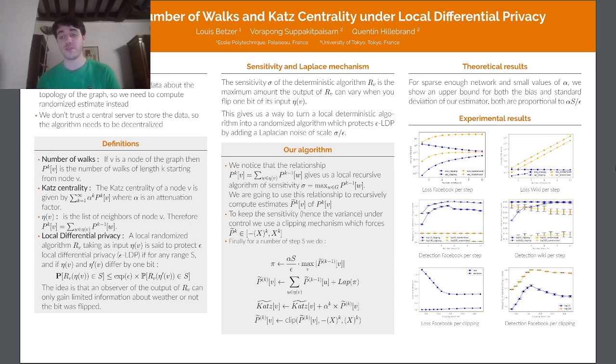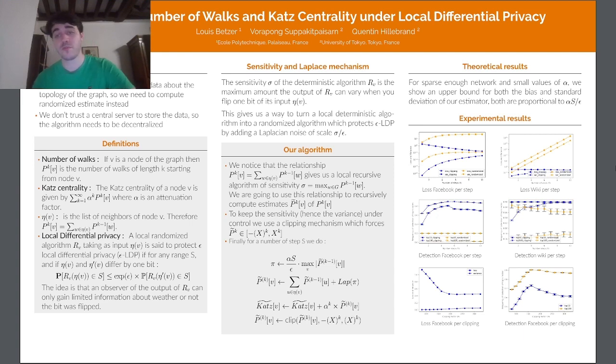We thought that a good metric would be to measure whether or not we were able to come up with the same ranking based on our estimation of Katz centrality. And so that's the figures on the middle left and middle right. They show you the proportion of nodes from both the top 10 and the top 100 nodes that we were able to recover based on our estimation.